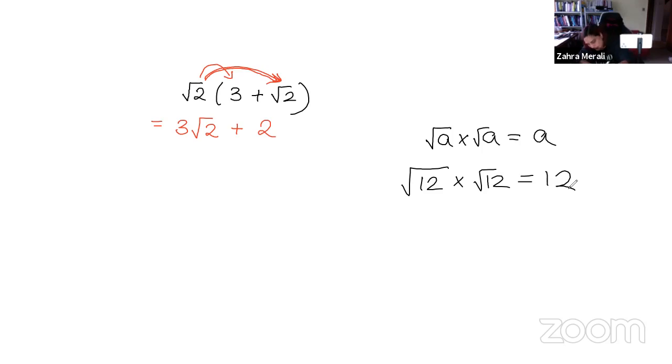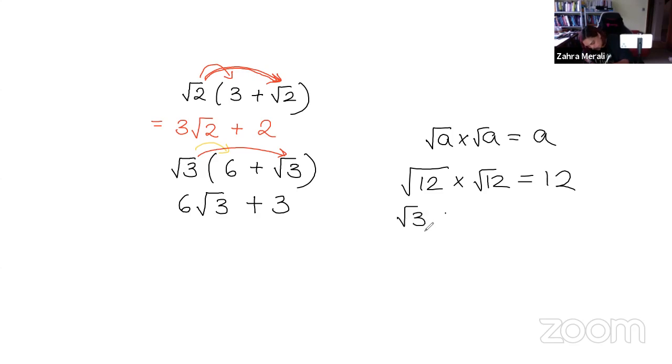Let's take another one just to make sure that's made sense. Let's say root 3, and inside we could have 6 plus root 3. In exactly the same way, we've got root 3 times 6, which is going to give you 6 lots of root 3, plus root 3 times root 3. And remember, anything times by itself will just give you 3, because effectively root 3 times root 3 would be root 3 times 3, which is root 9, which we know is 3. But you always get the number underneath.